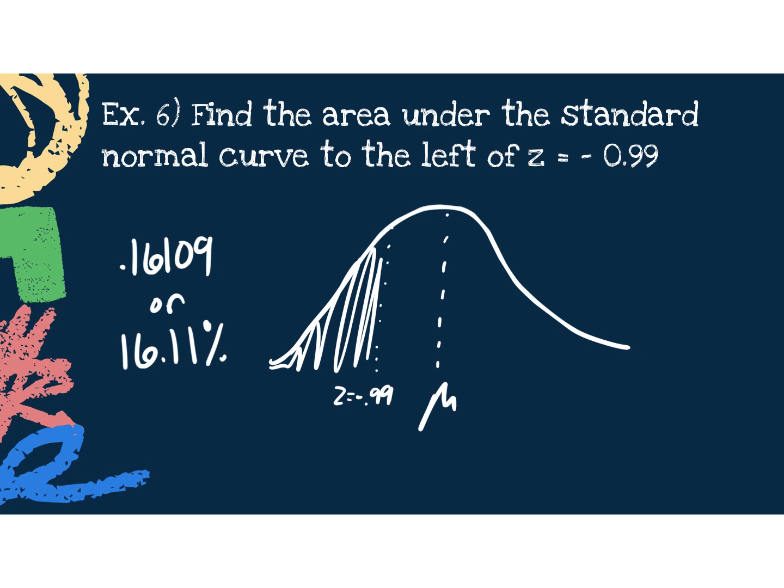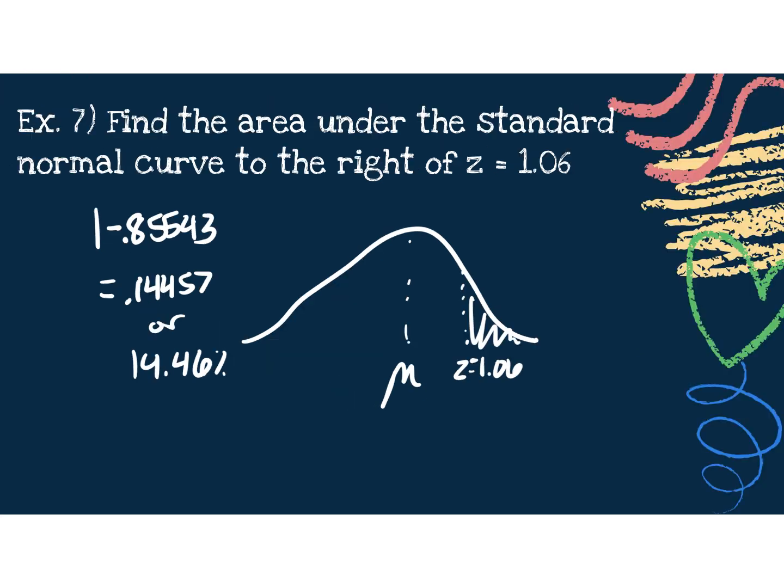Okay, hopefully you got to try those 3 examples. Example 6, we're talking about the area to the left of negative 0.99. We just find that table value, and you should have gotten 0.16109 or 16.11%. Example 7 wants us to find the area to the right, so we do 1 minus our table value. We find our table value for 1.06, and 1 minus that should give us 0.14457 or 14.46%.